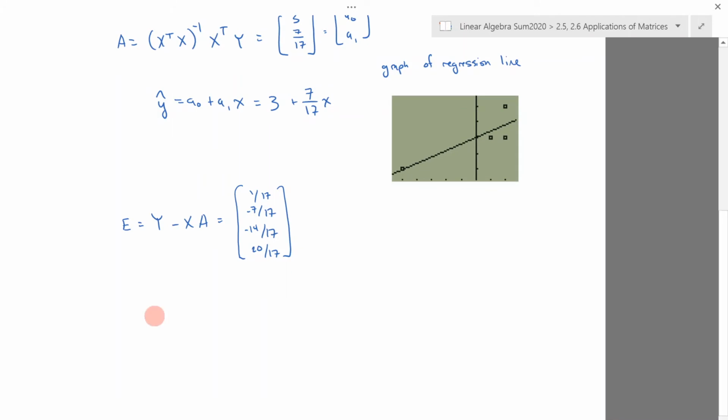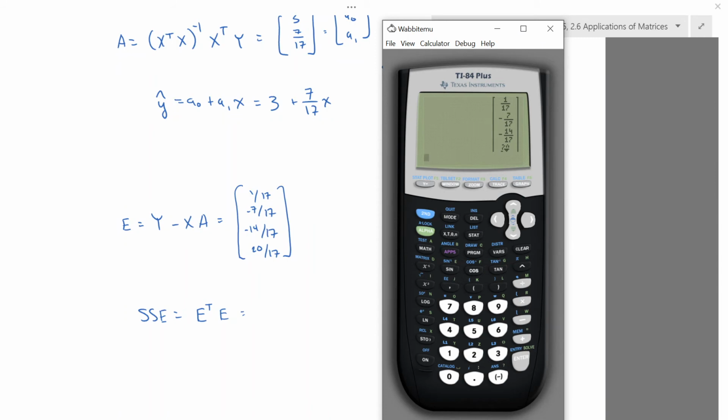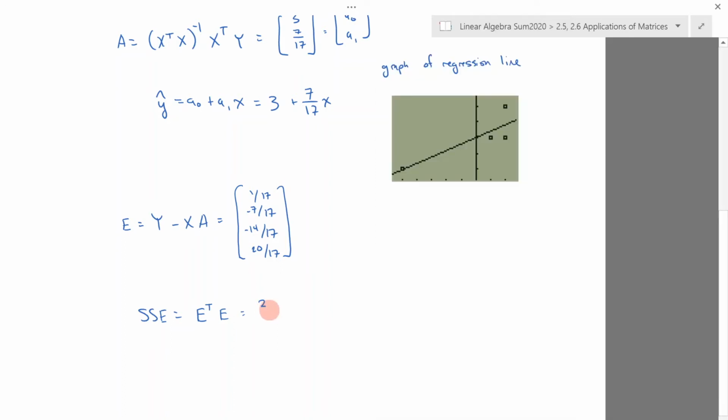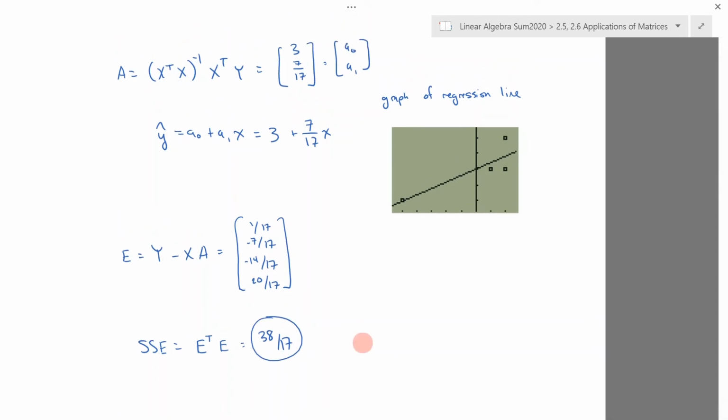Okay, so then now to get the sum squared error, I need to calculate E transpose E. And so let me just again use the calculator. So E transpose E gives me 38 over 17. Okay, so that's the sum squared error, and then this was the regression line.